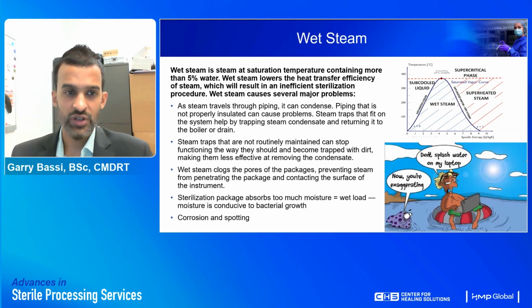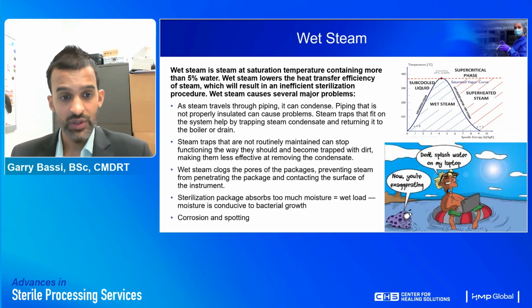So, as we discussed earlier, as steam travels through the piping, it can condense. Piping that's not properly insulated can cause additional problems. And steam traps are fitted on the system and help by trapping steam condensate and returning it to the boiler or drain. So again, piping needs to be insulated. Steam traps need to be working effectively to allow a good quality of steam to enter the autoclave. Steam traps that are not routinely maintained can stop functioning the way they should and become clogged with dirt, making them less effective at removing the condensate.